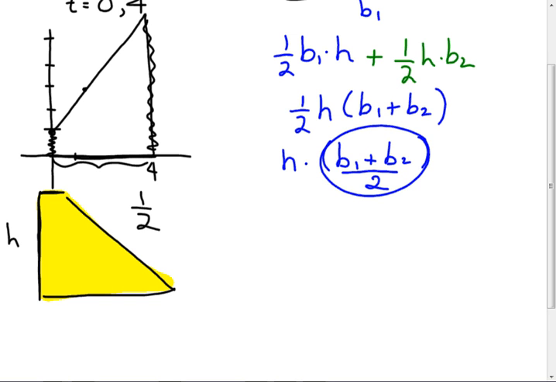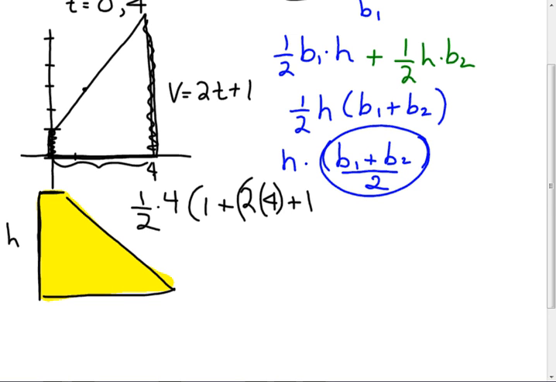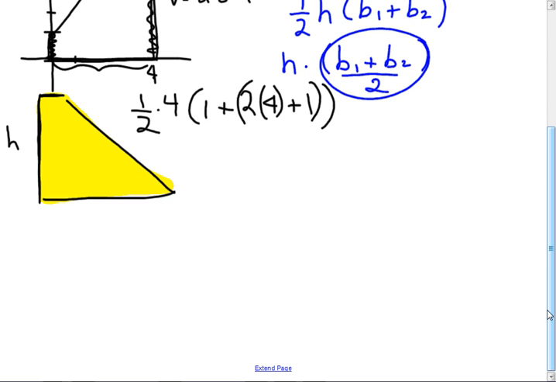How big is the height then? 4. And then it's the sum of the bases. How tall is this? 1. And remember, the formula was 2t plus 1. That was the equation of the line. So how do you find the other height? How do you find this height? It's 2 times 4 plus 1. I'm going to put parentheses to see it's a separate height. By the way, that would give you full credit. But we're going to find it out.